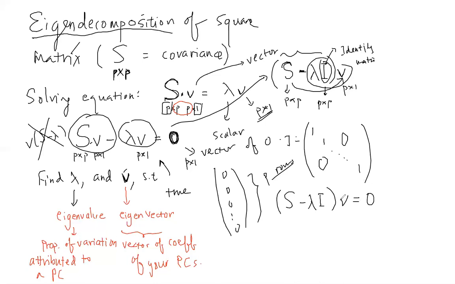So I want to solve this, right? So that means I try to find lambda and v such that this is true. So to do this, I will do the following. I take the determinant, and set it to 0. This is a matrix determinant.